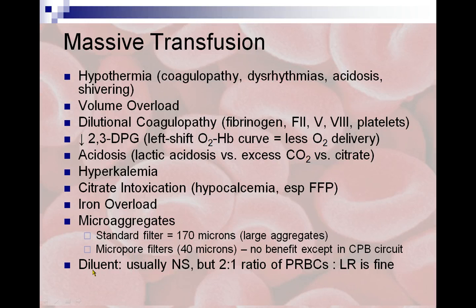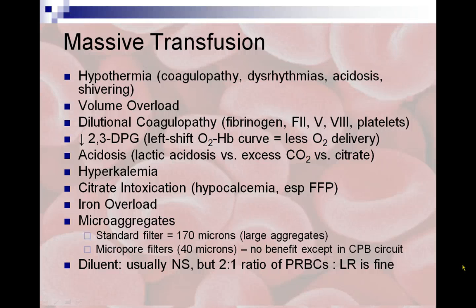What diluent should you use in your blood tubing? Well, we always teach you to use normal saline. There is a concern that the calcium in LR could bind up the citrate that's been used to prevent coagulation, and then the blood will coagulate in the blood tubing.